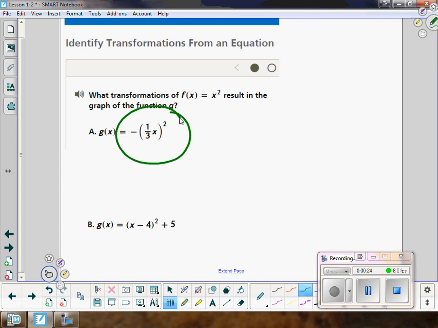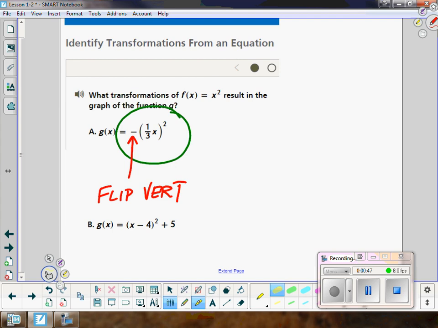First of all, let's look on the outside here at this negative sign. I think we know from our previous lesson that if there's a negative outside the parent function, it's going to flip the graph vertically. So this parabola, y equals x squared, is going to flip over and be upside down. That's one thing that will happen.